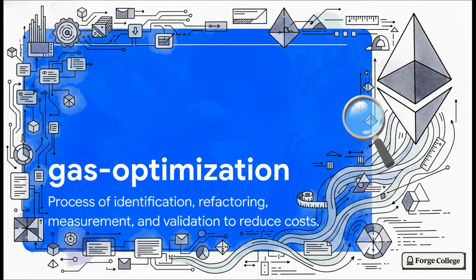Let's actually define what we're doing here. Gas optimization is defined as a disciplined process of systematic identification, hypothesis, refactoring, measurement, and validation to reduce computational costs. Read that carefully, because an unmeasured change in Ethereum is literally just a rumor. And we are definitely not here to spread rumors. We are here to build mathematical, programmatic proof.